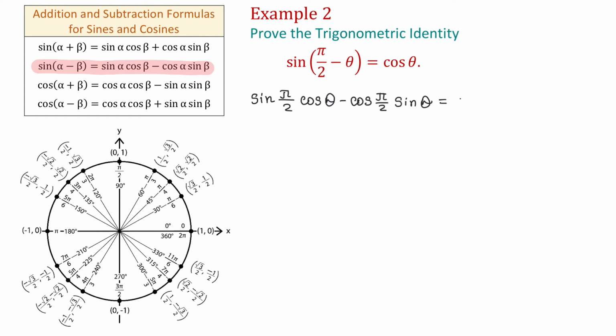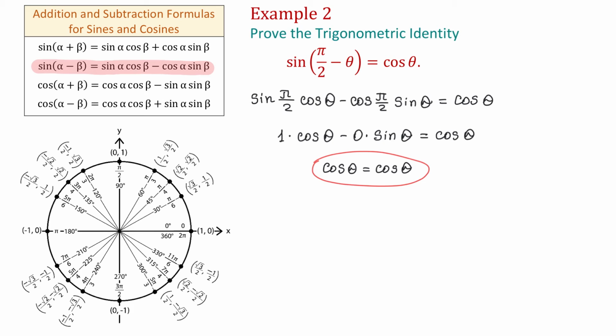And we will keep the right side as it is. Then, using the unit circle, sine of pi over 2 is 1, and cosine of pi over 2 is 0. If we replace, we will have 1 times cosine of theta minus 0 times sine of theta equals cosine of theta. Then the left side becomes cosine of theta, and the right side is also cosine of theta. So we just proved that sine of pi over 2 minus theta equals cosine of theta.